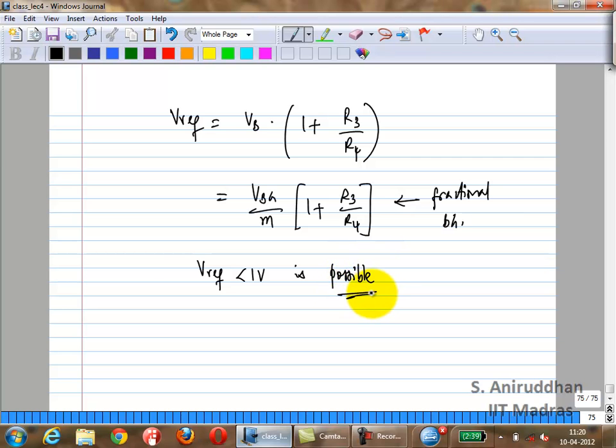Okay, so the important thing is that Vref less than 1 volt is possible. Okay, and this has been proven. People have done like 0.8 volts and so on. Okay, 0.8, 0.6 volts has been done before.